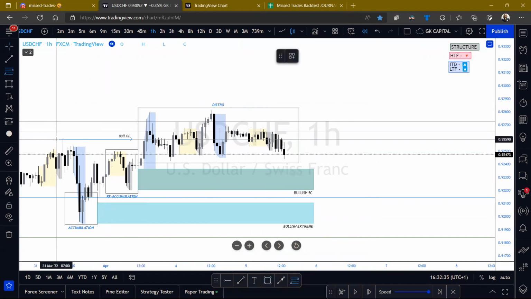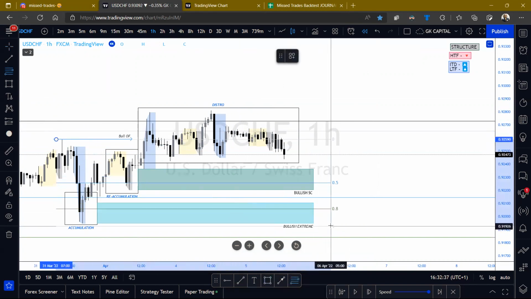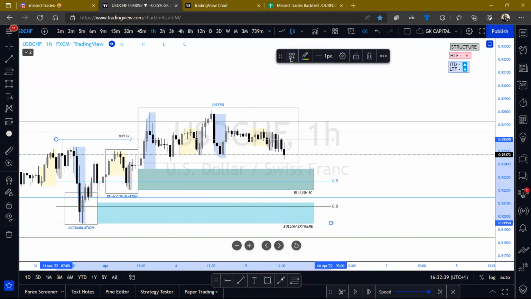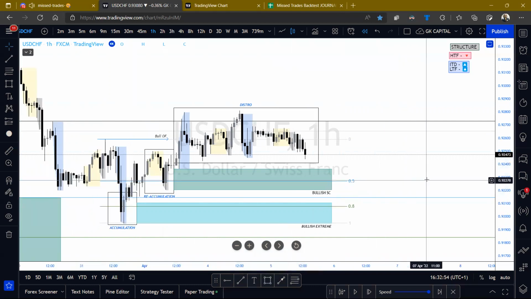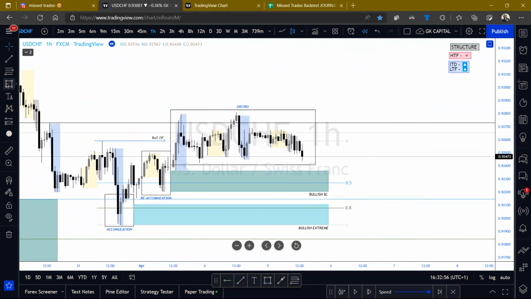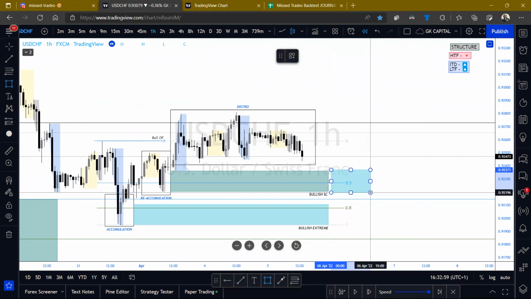And then you could then look for more confluences. So for example, just do the whole 50 and 80. So we can see the 50% is coming up into the slingshot, and then the 80% into the extreme. Then depending on your risk tolerance, whether you would go ahead and throw some sort of risk into this. Right now, looking at this, of course, we will need to get some sort of accumulation into the slingshot.